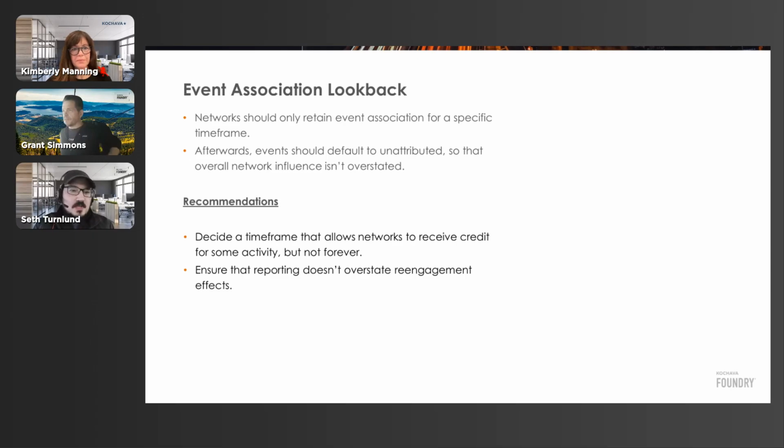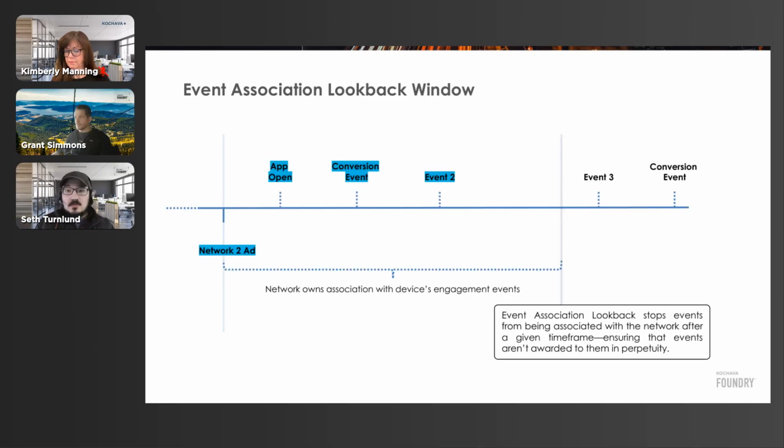Yeah, so when we talk about event association, what we're talking about is when a network wins an attribution, that device is now associated with that network. So any downstream activity happening after that install event or re-engagement event, all of that activity is going to be associated to the network for some period of time. So for example, a network drives a user into an app, they then register. Great, that network re-engaged that app. And so all of the activity after that register event for some period of time is going to be associated to that user. So in the screen here, we have network 2, very creative name. I created these names.